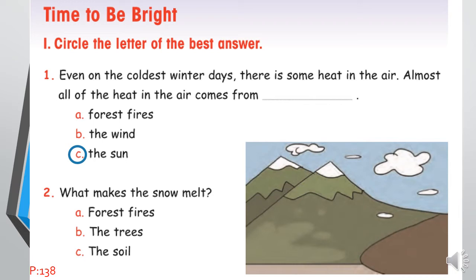Part 2. What makes the snow melt? The forest fires, the trees, or the soil? Which one? Snow melts due to heat. And this heat comes from where? From the forest fire, or from the trees, or from the soil? Are trees or soil sources of heat? So what is the source of heat here? The forest fire. Excellent.